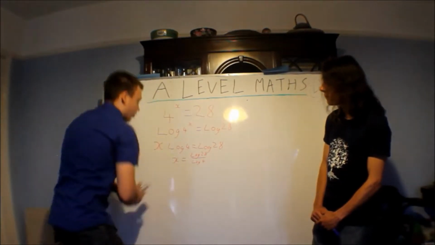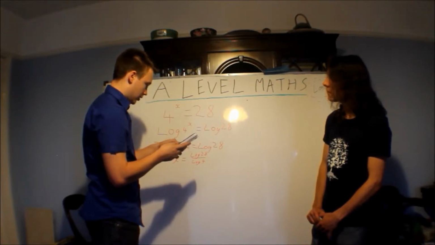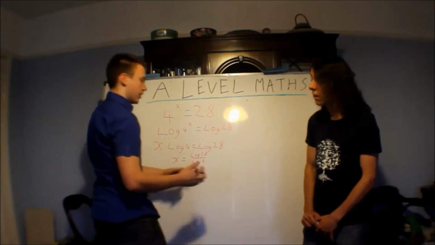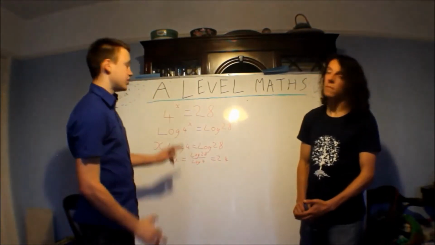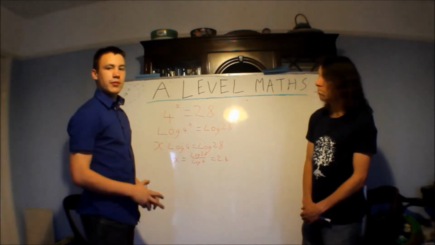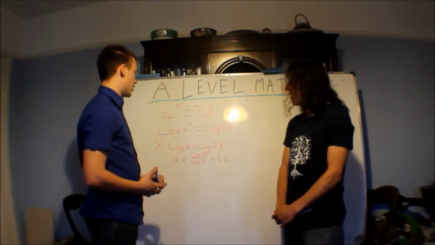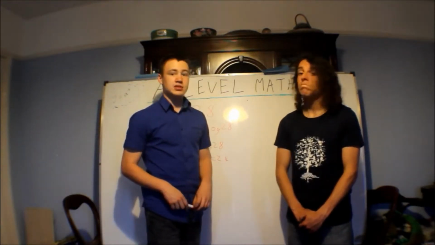So let's do that. Log 28 divided by log 4 is 2.4. This part you've got to do on your calculator, but you've got to notice you've got to take logs of both sides. From there, it's quite simple. It's all new stuff. But now that we've done this example, I think we can go on to a test yourself and do a proper exam style question.